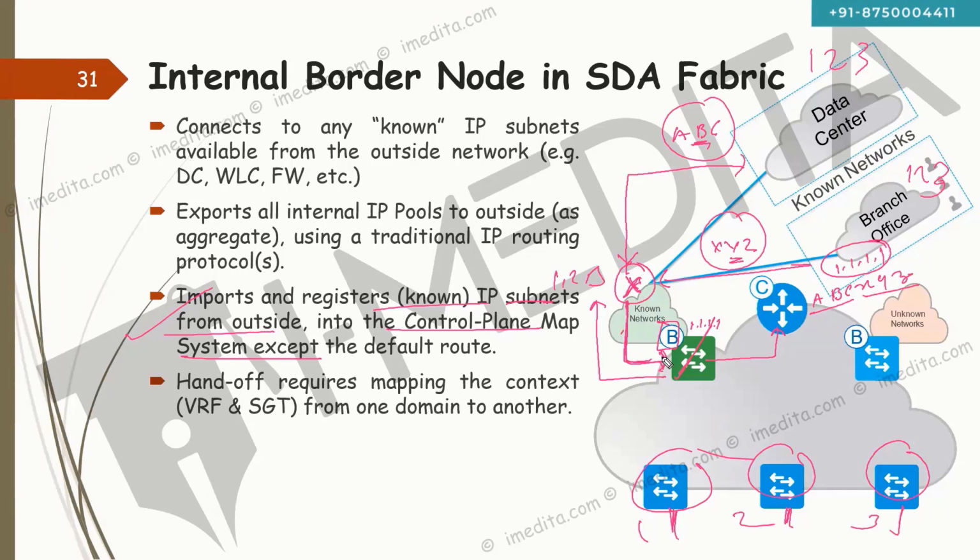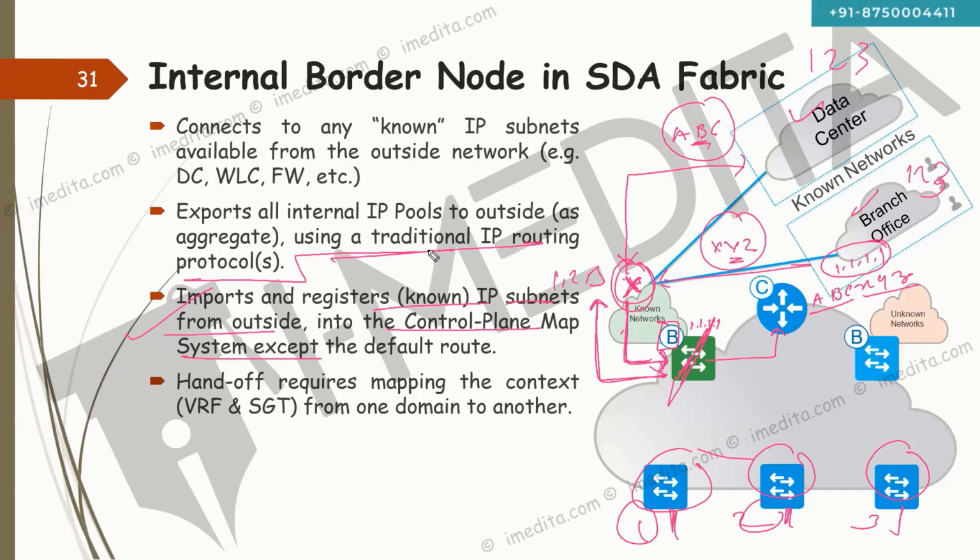For this exporting purpose, what protocol is going to be used? From this border node to this router, we will use some protocol to export all these subnets, like 1, 2, 3 subnet, towards the traditional data center branches and these locations. We can use any traditional protocol for the same, as long as that protocol supports VRF.